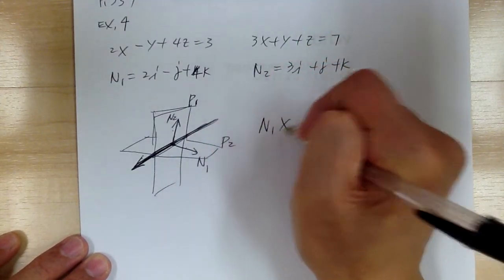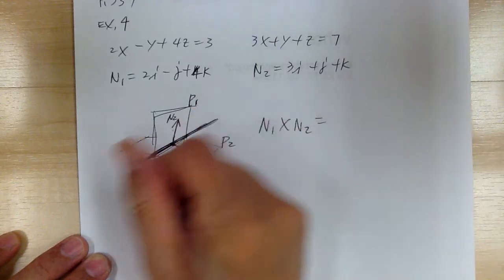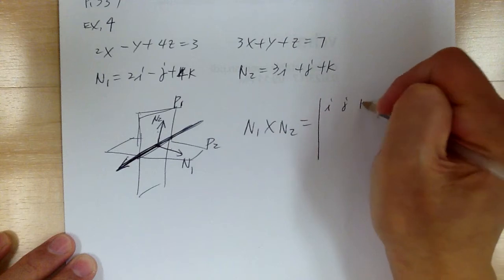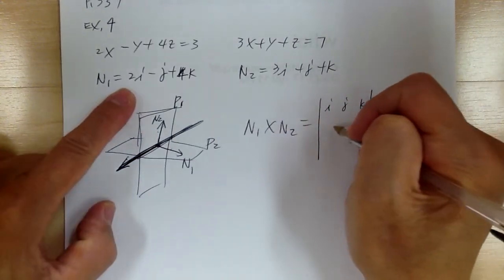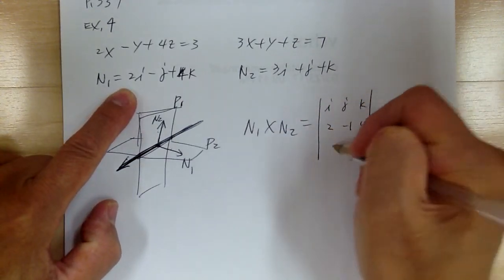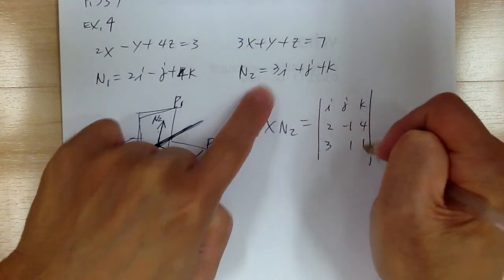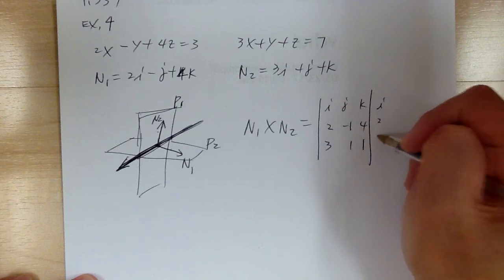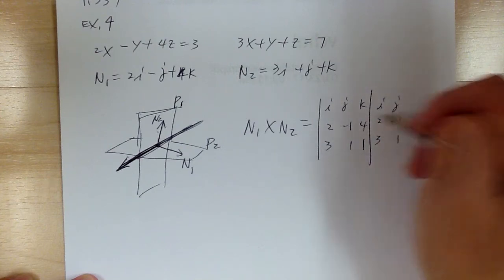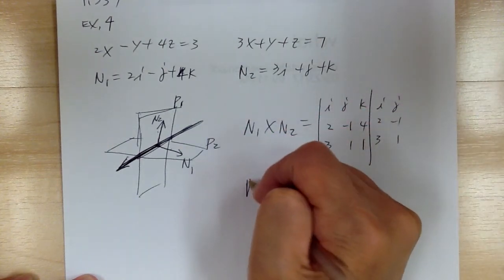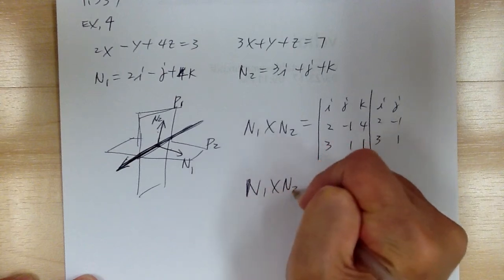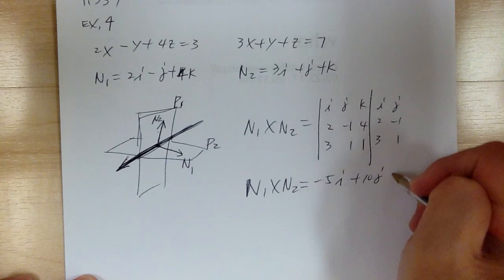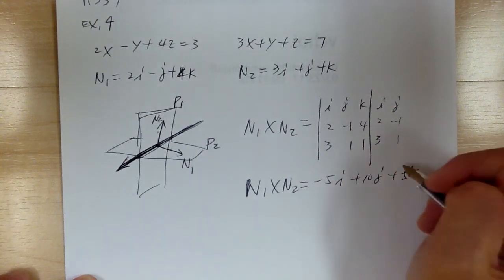So n1 cross n2 will equal this line over here. Again, you do the i, j, and k, and n1 would be 2, -1, 4. n2 is 3, 1, and 1. Okay. So you again copy the two columns, and you do the diagonals, you work it out. And so you're going to get -5i plus 10j plus 5k.